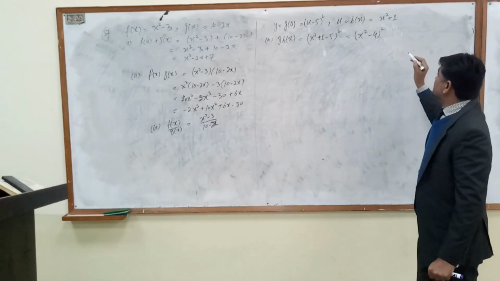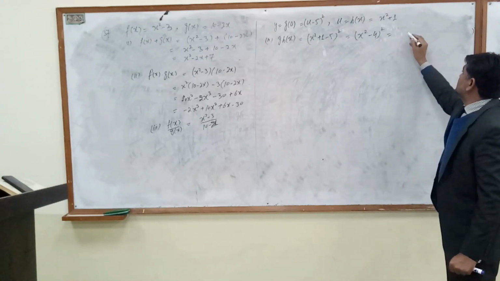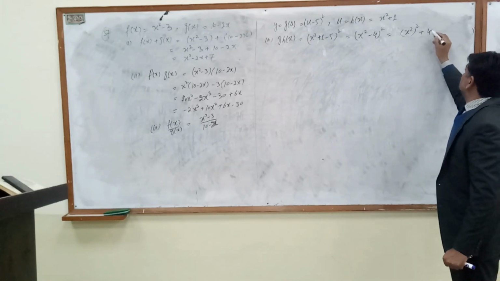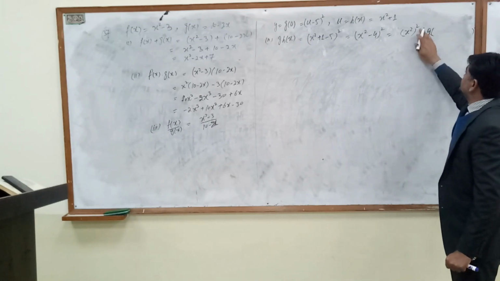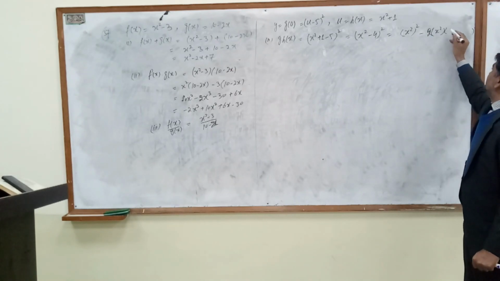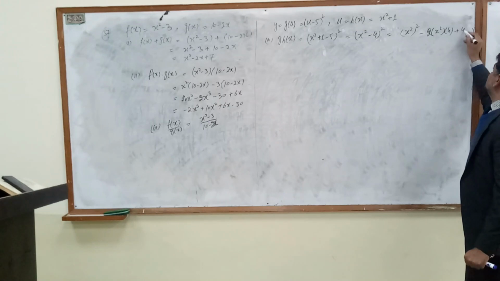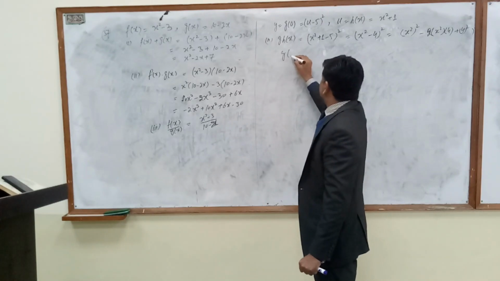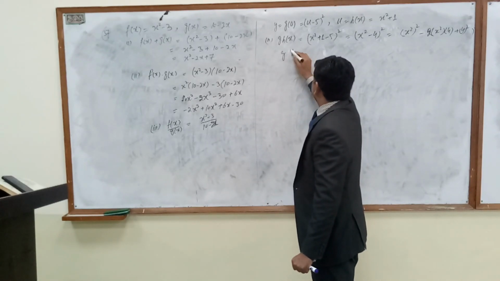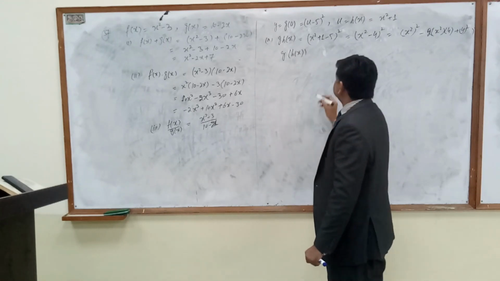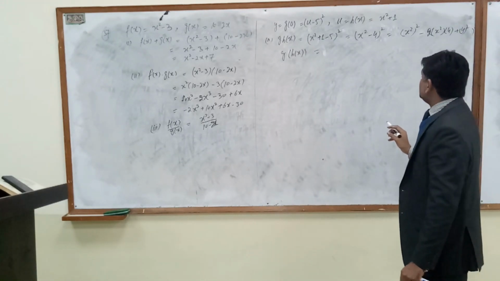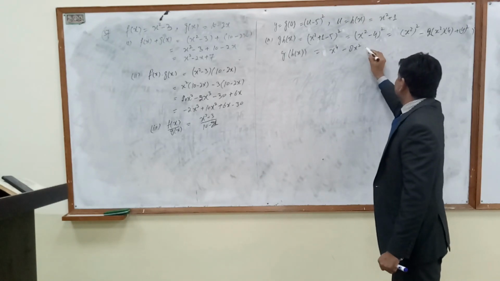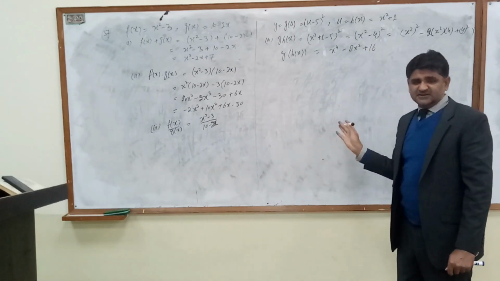So how can we expand this? x square is power 2, minus 2 into x square into 4, plus 4 square. So we can simplify it. g of h of x is equal to x power 4 minus 8x square plus 16. I think that is the simplest one.